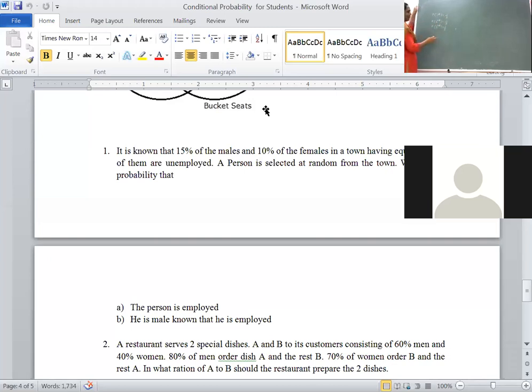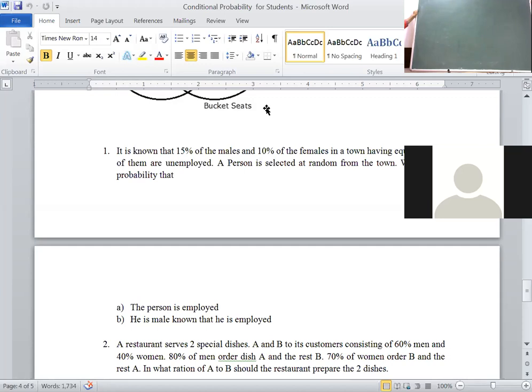If there are 2 identical boxes, then the probability of the first box chosen is 1 by 2. Probability of the second box chosen is 1 by 2. If 4 boxes are identical, then the first box is 1 by 4, like that. The fourth box is 1 by 4. If you add, you will get 1. Okay? Here, why did I tell this? Equal number of them are unemployed.